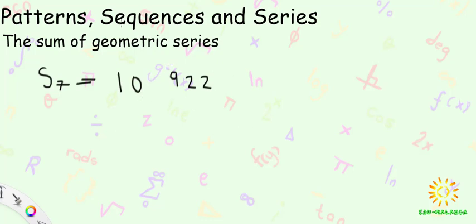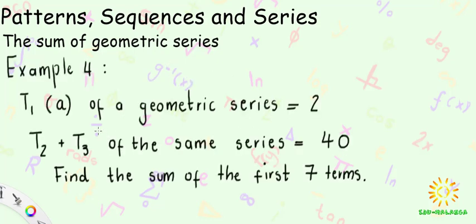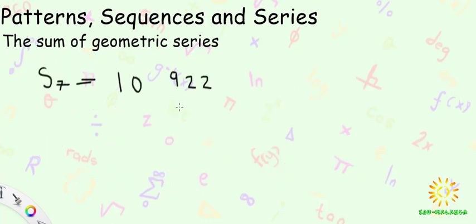So we've managed to solve the question that asked us to find the sum of the first 7 terms when term 1 is equal to 2 and the sum of term 2 and term 3 is equal to 40. I hope you were able to follow and understand everything that we did with these examples today.